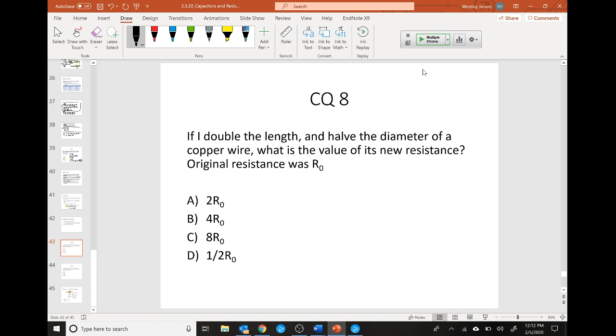So now we get to do a nice, wonderful ratio problem. So I'll put the equation here. So length over area. So the question is, if I double the length and halve the diameter of a copper wire, what's going to be the value of its new resistance? And just its original resistance was R0. So it's going to be some ratio with that.